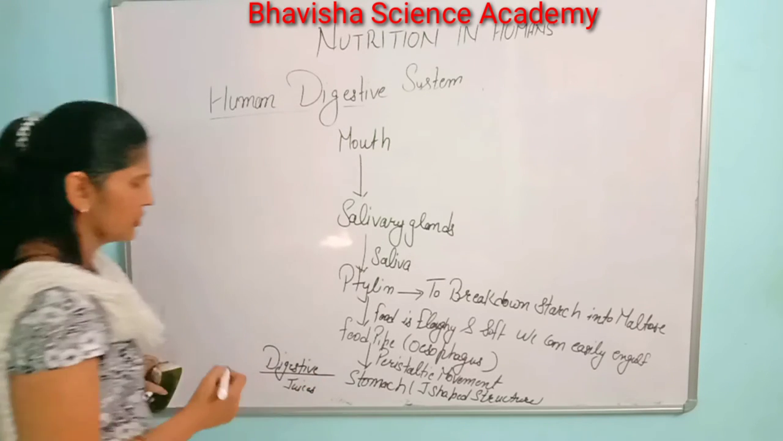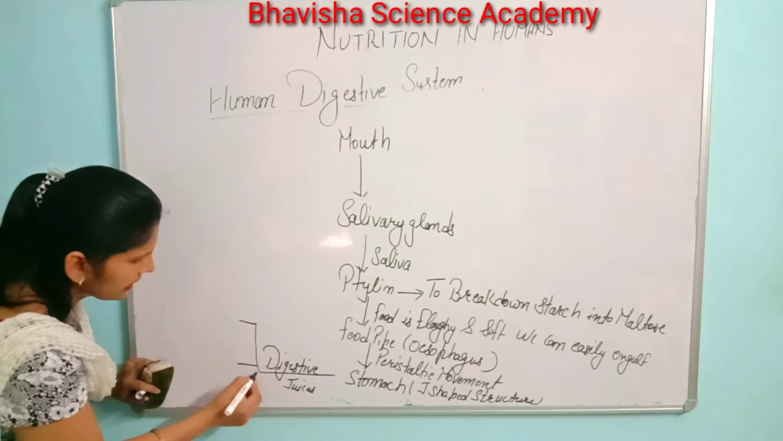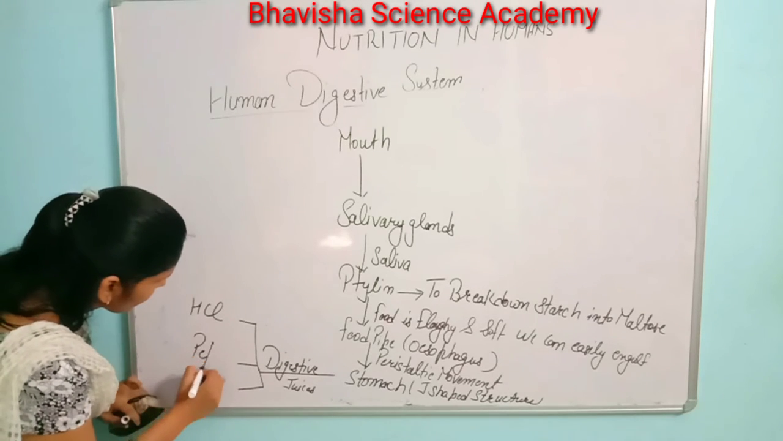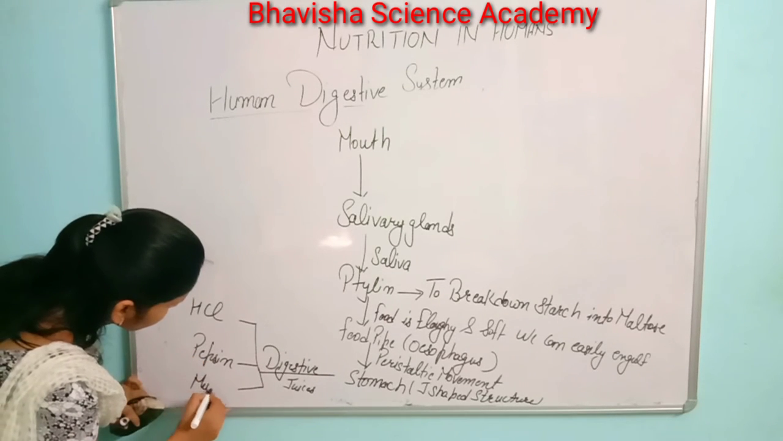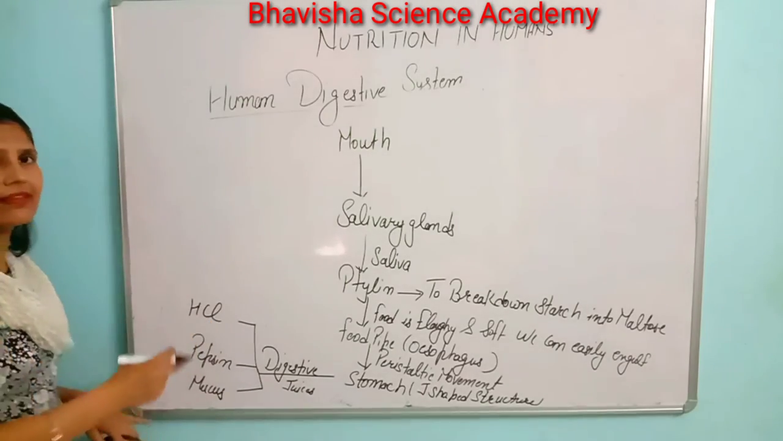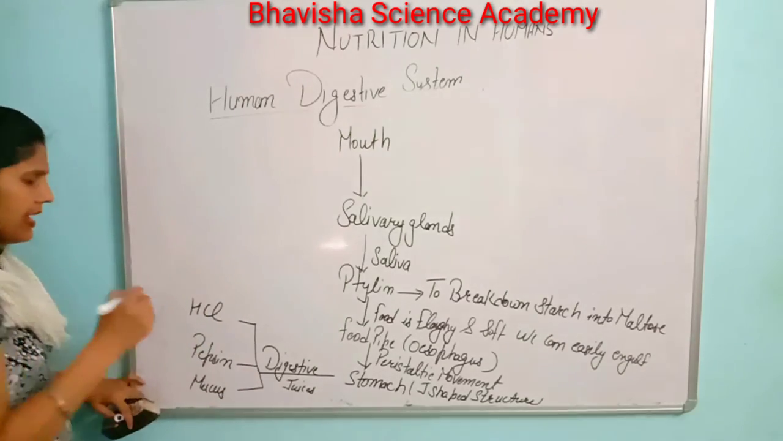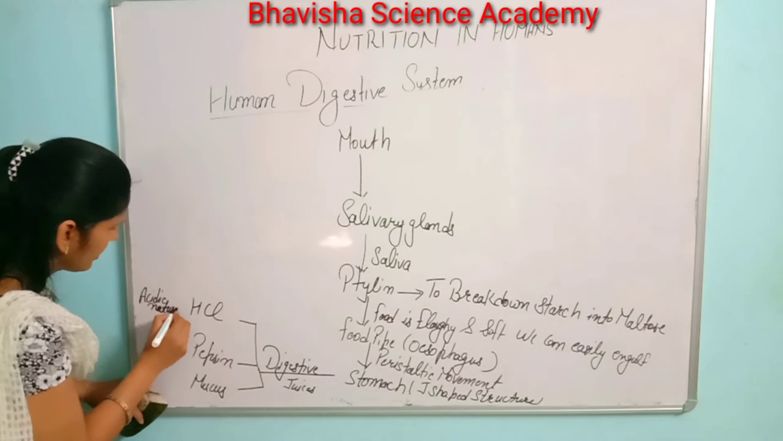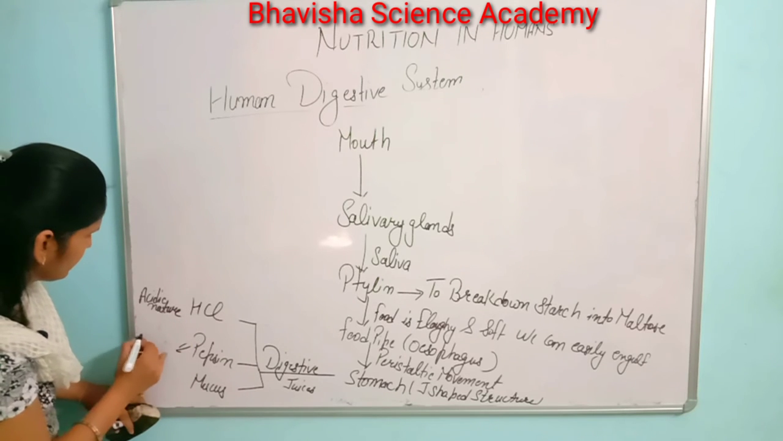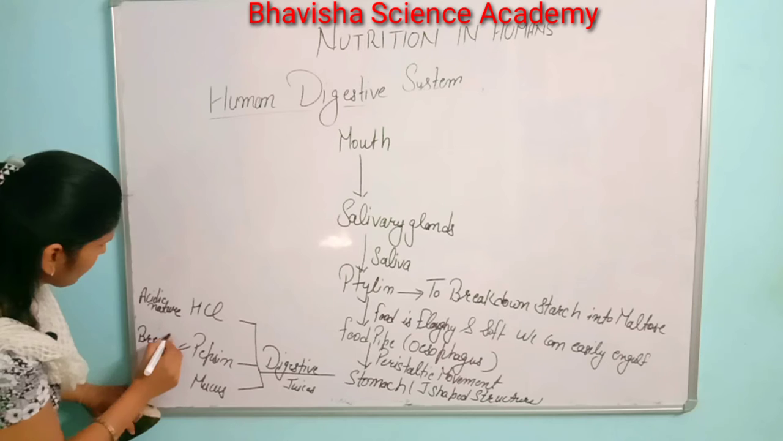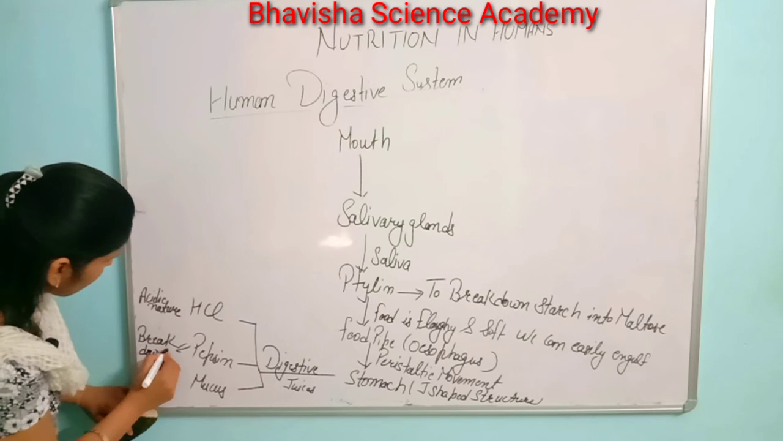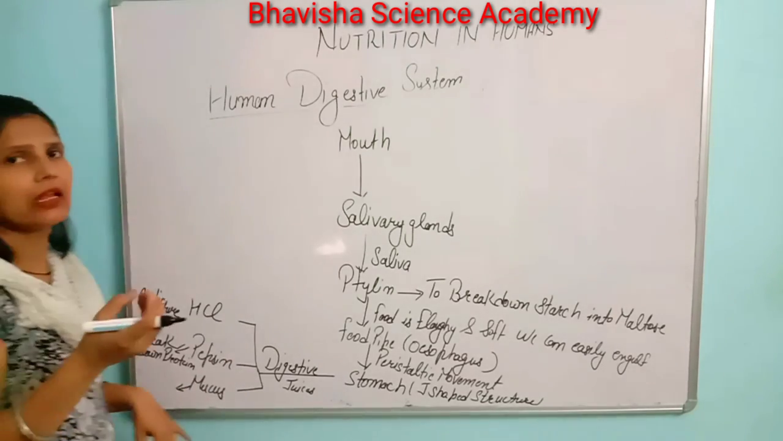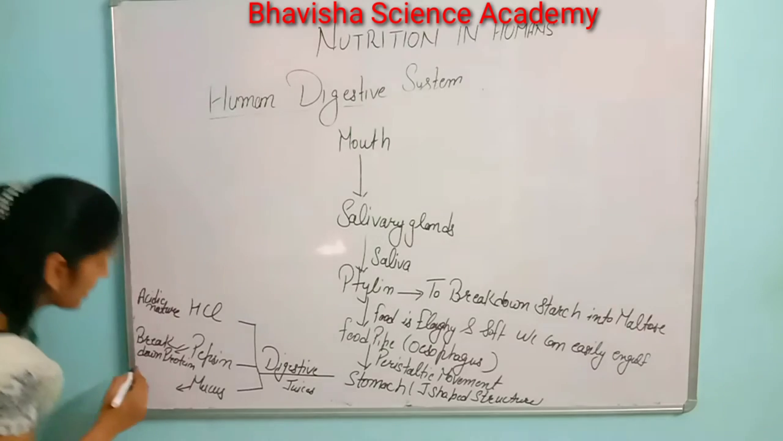Digestive juices contain three substances: HCl, pepsin, and mucus. HCl is hydrochloric acid that makes it acidic in nature. Pepsin breaks down protein. Mucus helps in the secretion for the inner wall of the stomach.